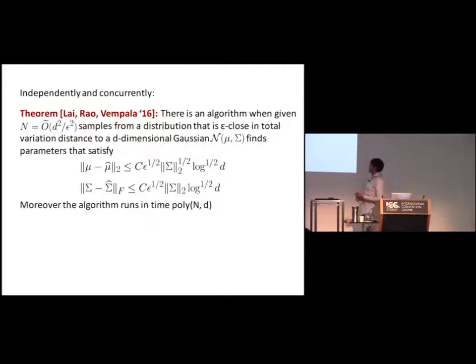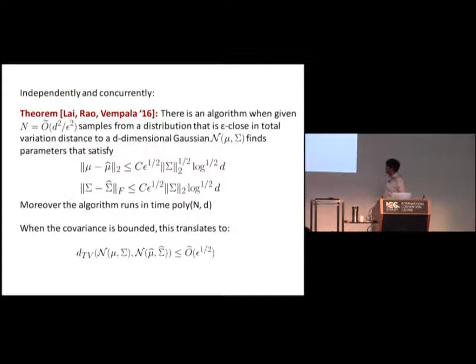Around the same time, there was also other work of Lai, Rao, and Vempala that showed that if you're given samples that are epsilon-close to being Gaussian, then they find estimates mu hat and sigma hat, which in Euclidean distance are each within root epsilon, with some logarithmic factors in d. When you translate this to total variation distance, where covariances are somewhat bounded, it gives you about root epsilon guarantees.